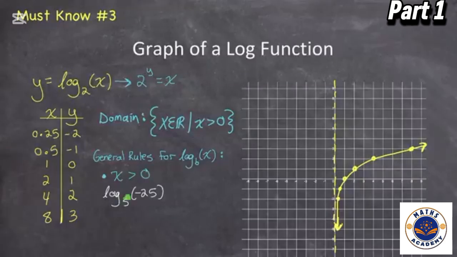Well, that would mean what exponent can I put on 5 to make it equal to -25? It doesn't matter what exponent you put on a positive number. It's never going to become negative. And the other property you have to know is about the base of the logarithm. Notice when I chose the base of this function we analyzed, I made it a positive number. And that always has to be the case.